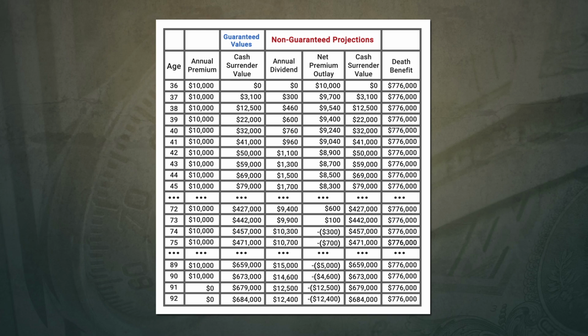Now let me draw your attention, for example, to age 43. Here we see that the annual premium payment is $10,000. The dividend they're projecting here, again, this is a non-guaranteed projection, is $1,300. So what they're saying is the way in practice we conduct ourselves, we think year after year we take in more in premium payments than we're actually going to need.